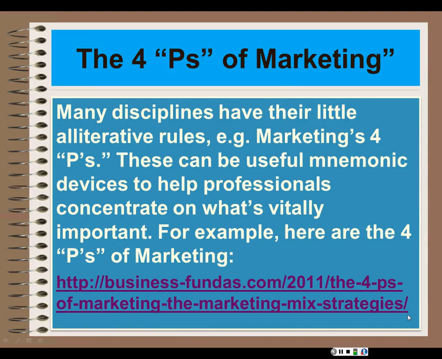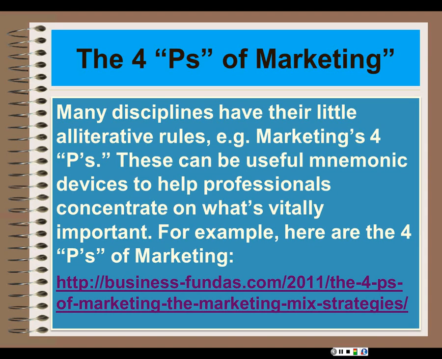We're going to start by talking a little bit about how many disciplines have their own alliterative rules. For example, back in the 1950s, one of the presidents of a major nonprofit marketing association, mainly for retail, came up with the 4 P's of retail marketing: product, price, place, and promotion. Now, these sorts of things can be useful mnemonic devices, memory devices, to help professionals concentrate on what's vitally important.